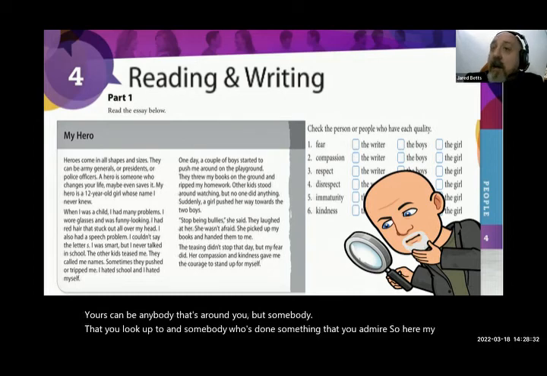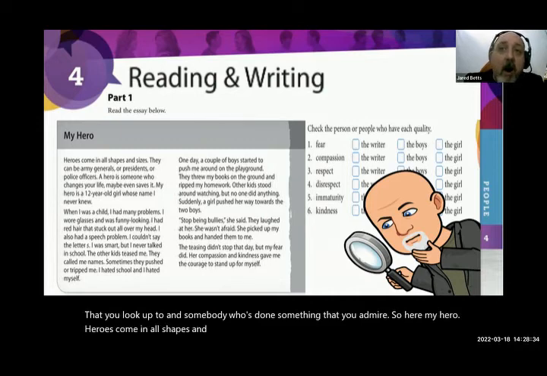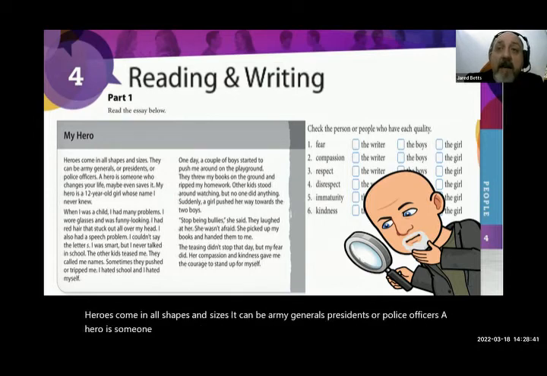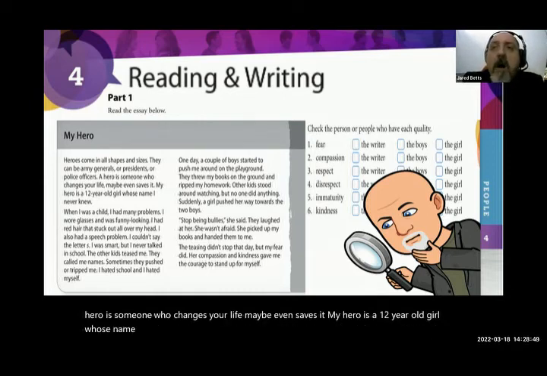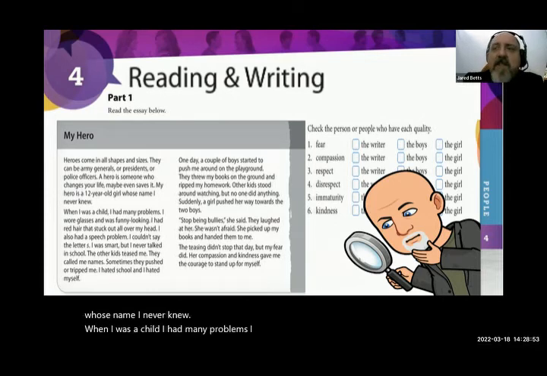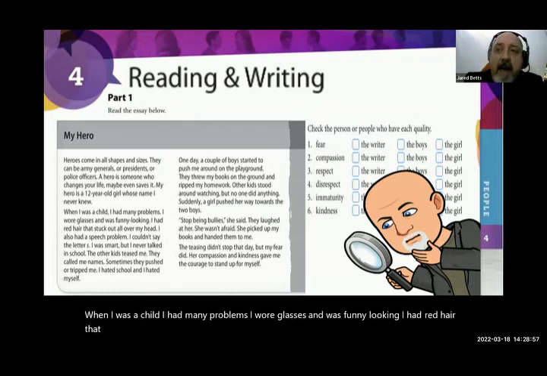So here, my hero. Heroes come in all shapes and sizes. They can be army generals, presidents, or police officers. A hero is someone who changes your life, maybe even saves it. My hero is a 12-year-old girl whose name I never knew. When I was a child, I had many problems. I wore glasses and was funny looking. I had red hair that stuck out all over my head. I also had a speech problem. I couldn't say the letter S.